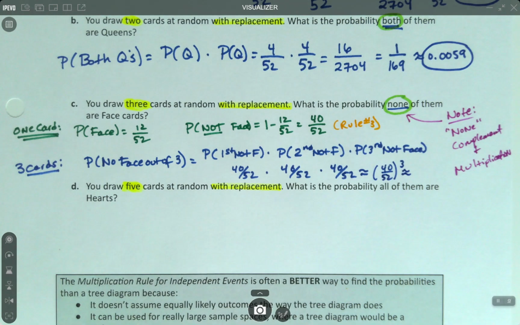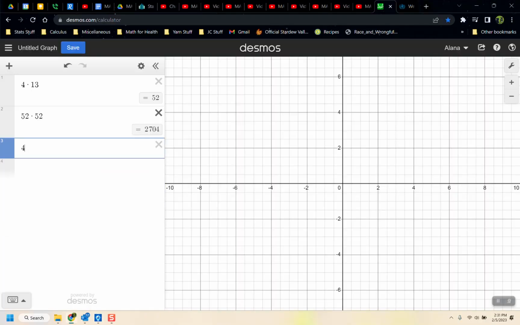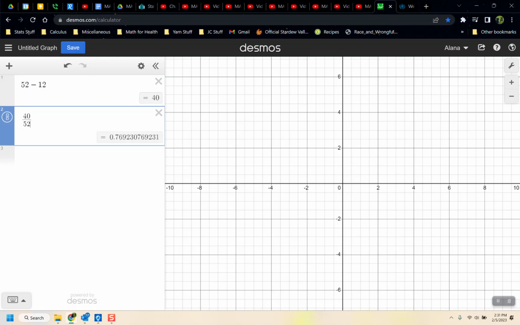I'm not even going to bother finding the fraction. This is what Desmos is for. So I can do 40 out of 52. So let me show you. Well, first of all, let me just prove 52 take away 12 was 40. So that's where that came from. So I could take 40 out of 52 times 40 out of 52 times 40 out of 52. Or if you like, you could take parentheses 40 divided by 52 to the third power.